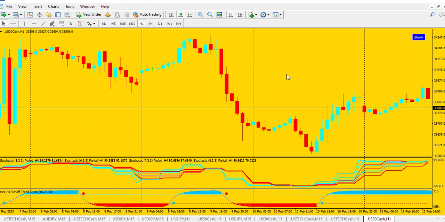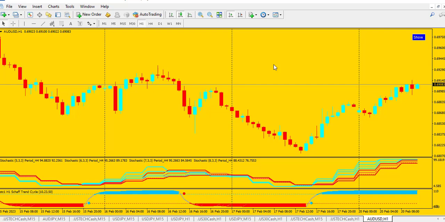Let's check other pairs and see how it works also. Here it is on the AUD/US dollar. Now let's see how this same strategy works on this particular pair, and this is on 1 hour time frame. Let's see how it works, this forex strategy. On this particular point, we have all the aqua color below the red color, and the other indicator here confirms this particular signal. So you enter your trade and stop loss just a few pips above the previous high.